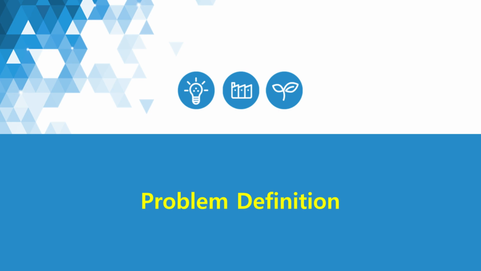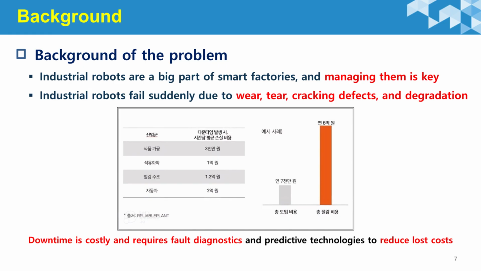This part is problem definition. In recent years, industries, including manufacturing, have been aiming for smart factories. Industrial robots in these smart factories are an essential part of automation. Therefore, the management of robots is very important. Industrial robots experience sudden failures due to damage caused by wear, cracks, defects, and performance degradation.